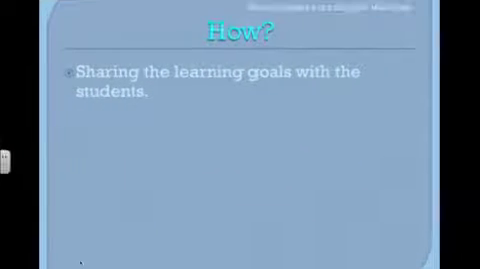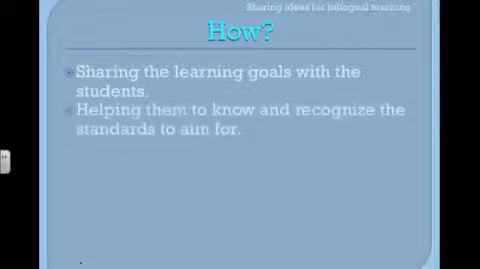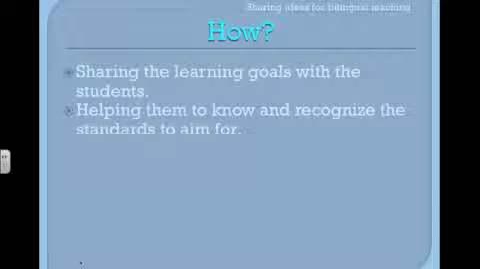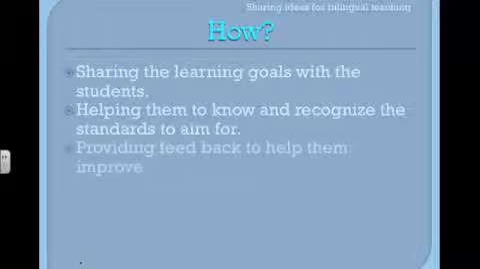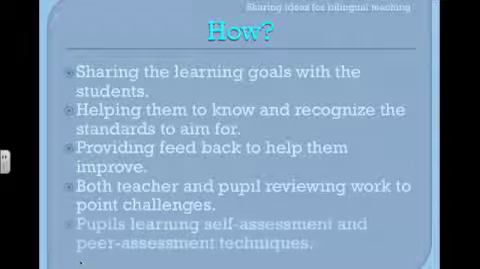Recalling everything that was said before, it is essential that we share the learning goals with our students, that we help them to know and recognize the standards we aim for, that we provide feedback to help them improve, and that both teachers and pupils review the work to point out further challenges. It is important that students learn self-assessment and peer assessment techniques in order to develop the skills of self-regulation.